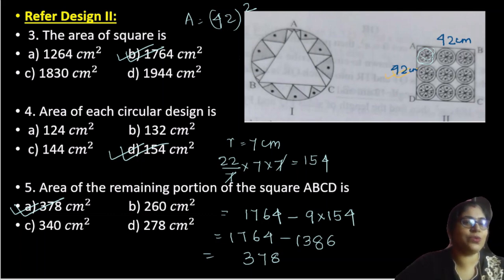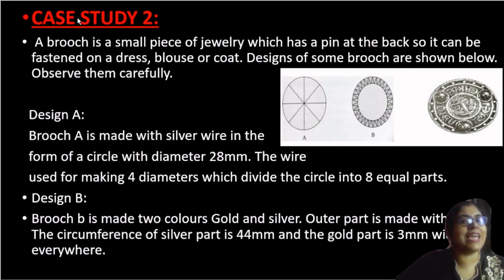Now let's move to our next question. Case study 2. A brooch is a small piece of jewelry which has a pin at the back so it can be fastened on a dress, blouse or coat. Designs of some brooches are shown below. Observe them carefully. So design A and design B, two designs are given.